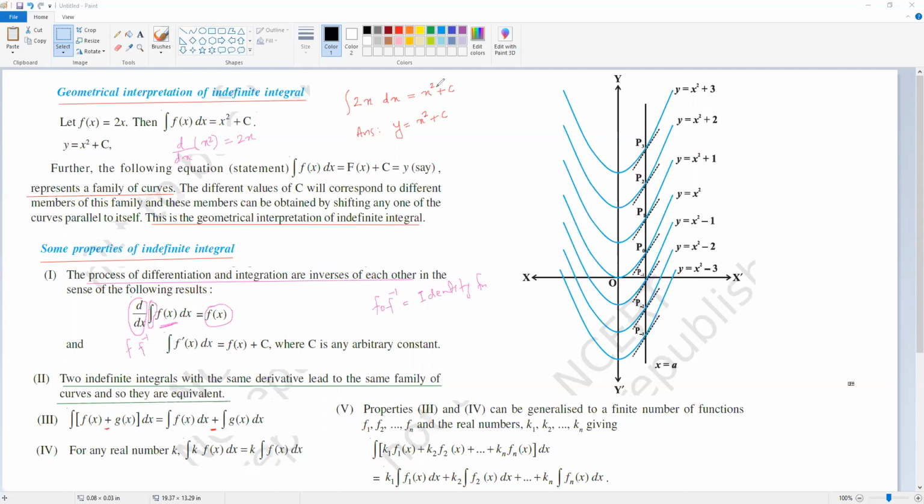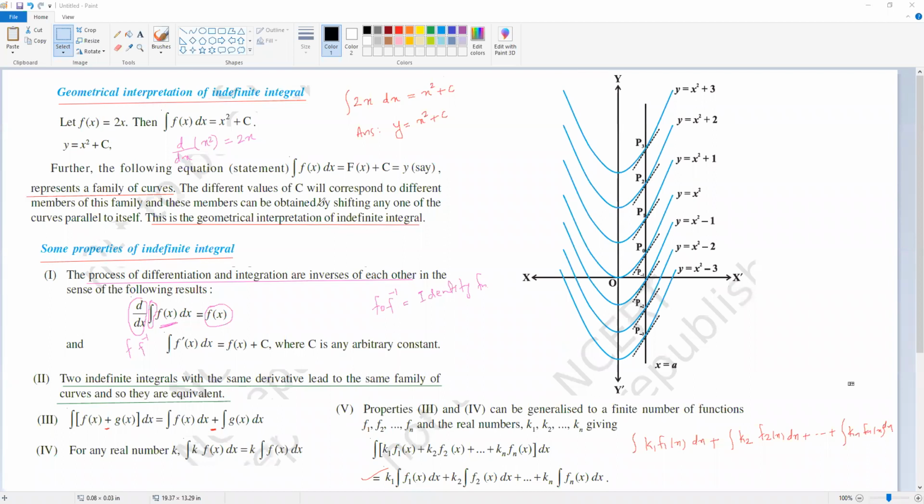These third and fourth properties can be extended to any number of terms, like k1 f1 plus k2 f2 plus etc. plus kn fn. It's an integral of a sum, so first it is the sum of the integrals. You can write this as integral of k1 f1(x) dx plus integral of k2 f2(x) dx plus etc. plus integral of kn fn(x) dx. Then again the constants can be taken outside: k1 times integral f1(x) dx plus k2 times integral f2(x) dx plus etc. plus kn times integral fn(x) dx.